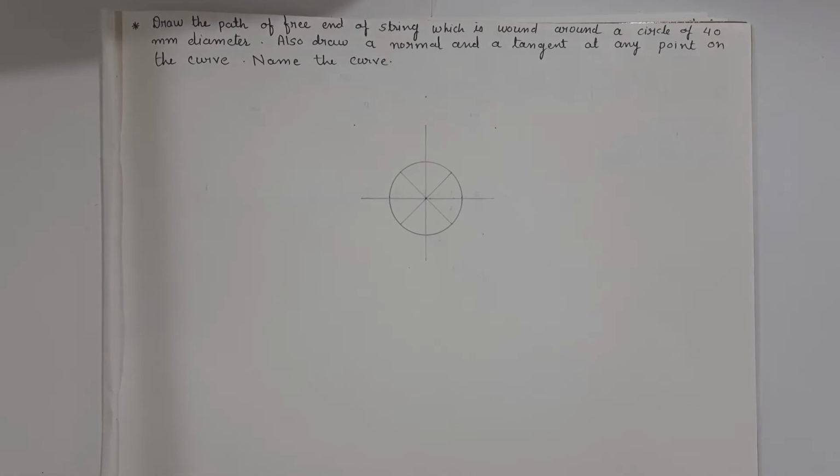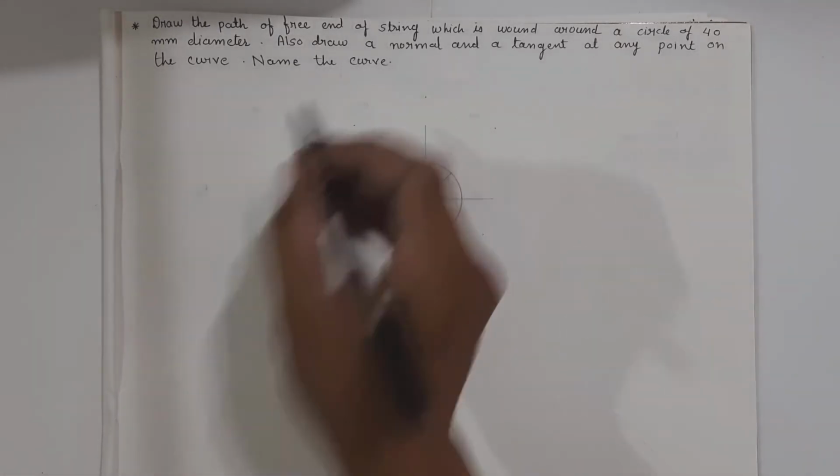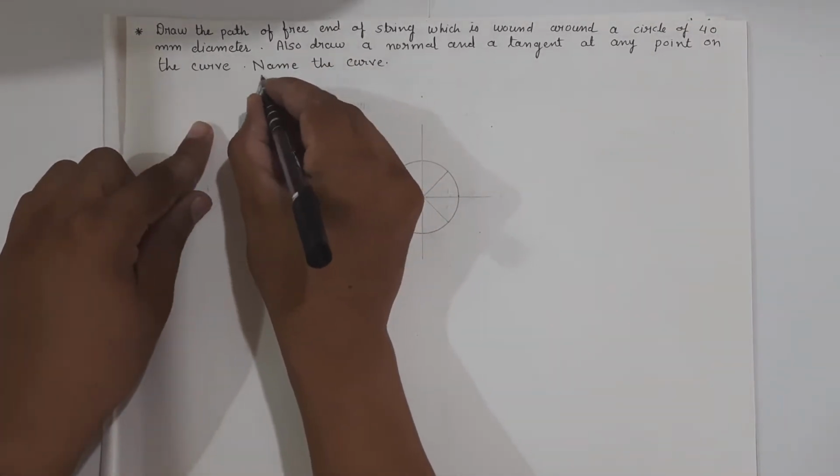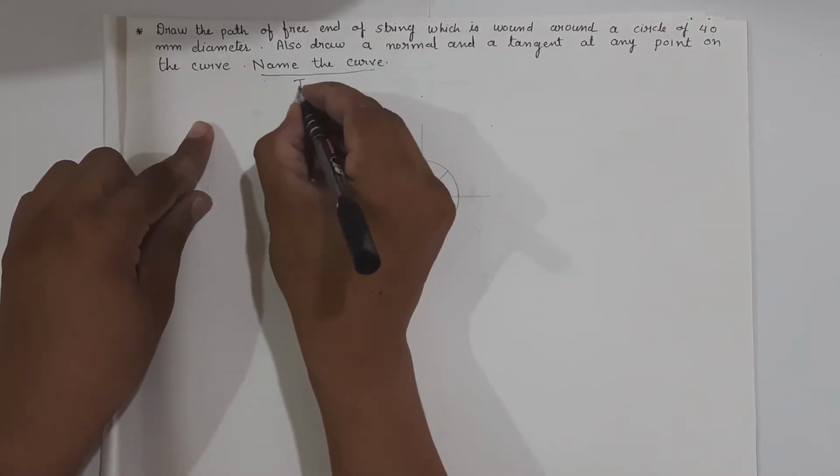Name the curve. So here we have to wound a string around a circle. So as per the definition of the involute, the curve generated will be an involute. So the name of the curve will be involute because we have to wound a string around a circle. Then the curve generated by any point on the string will be an involute.